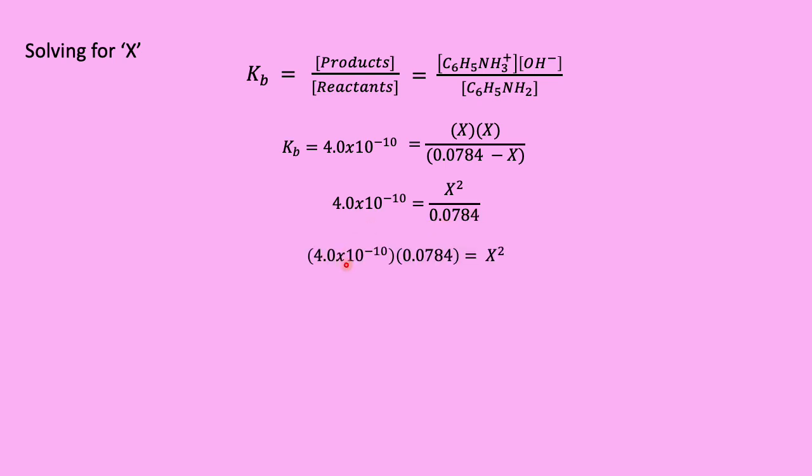Now we will solve for x algebraically, isolating x, so we will have this multiplied out on both sides, which will give us 4.0 times 10 to the negative 10 times 0.0784 equals x squared. Those multiplied together equals 3.14 times 10 to the negative 11. And to isolate x and get rid of this squared, we take the square root of both sides, and that gives us x equals 5.6 times 10 to the negative 6, meaning our change is 5.60 times 10 to the negative 6 moles per liter.